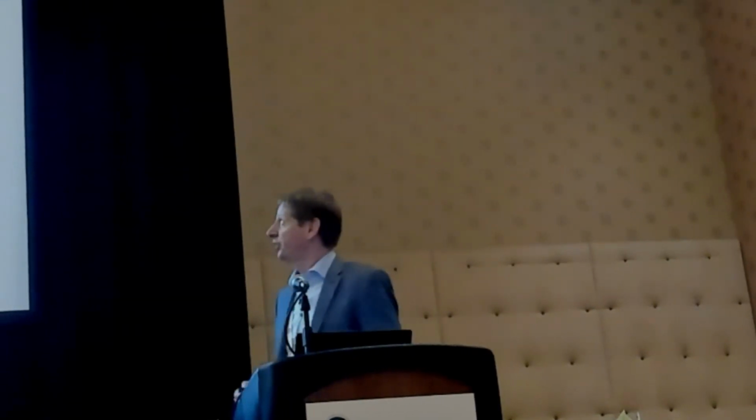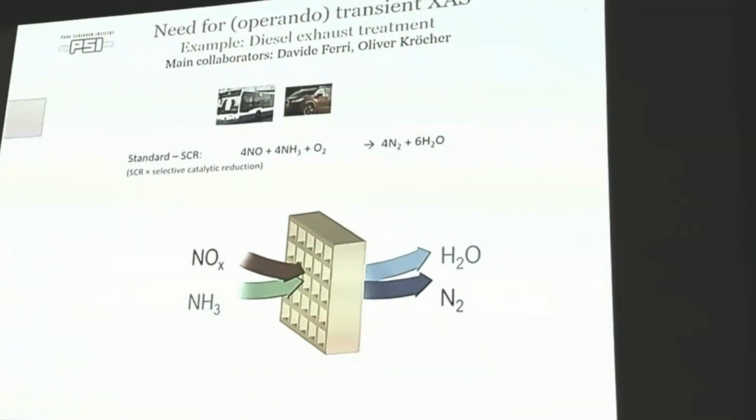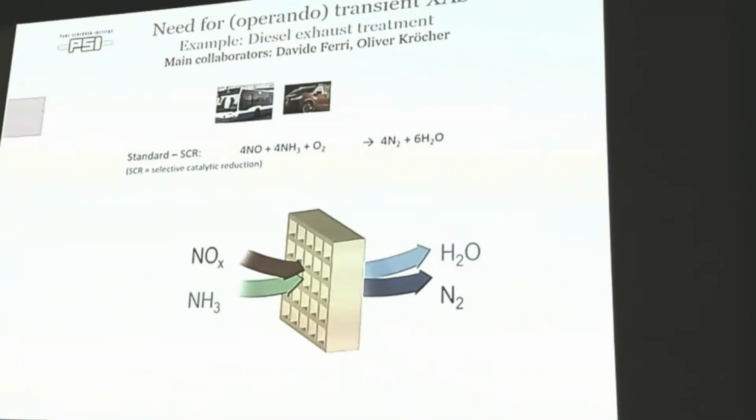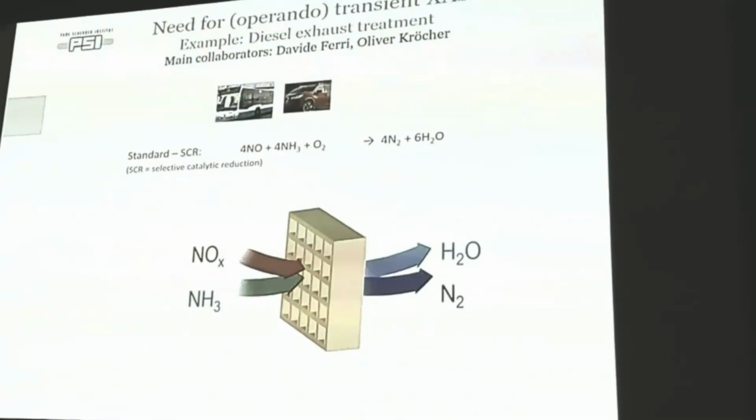Next topic. So let's switch gears to gas after-treatment catalysis. Here, I want to show the need to do transient operando experiments. So here we look at the diesel exhaust gas catalyst, but basically for small cars, we do the standard selective catalytic reduction reaction, right? So using a selective reducing agent, you selectively reduce nitrogen oxide in the presence of oxygen, converting it to nitrogen and water.